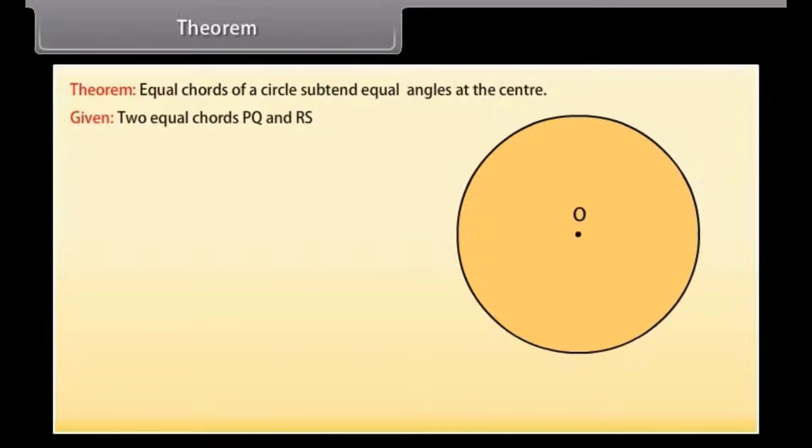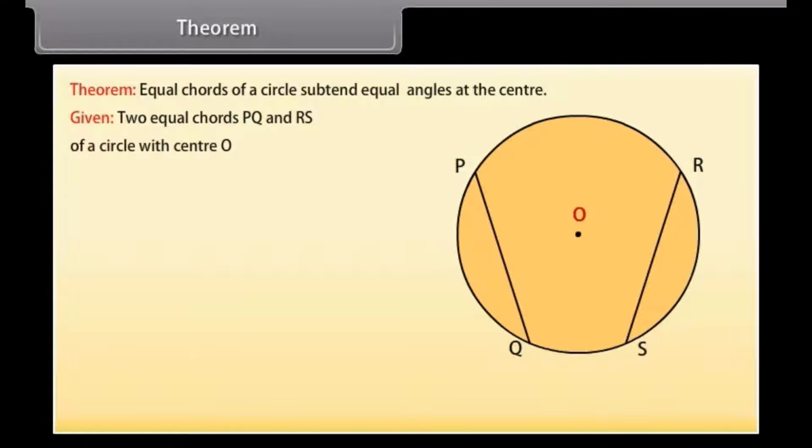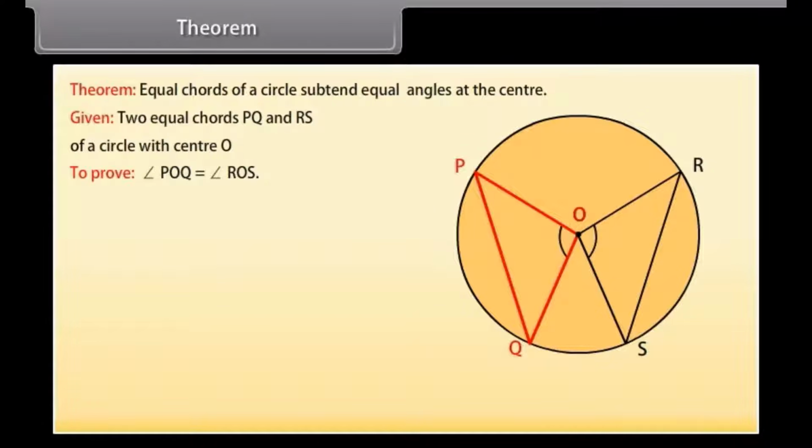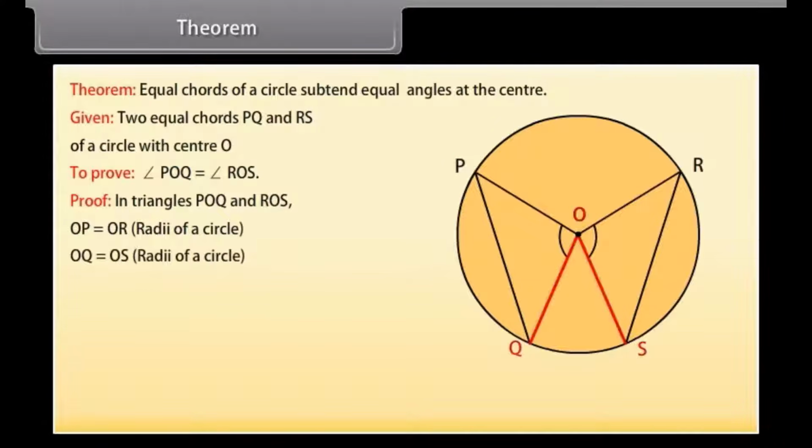Theorem. Let us prove this theorem. Given two equal chords PQ and RS of a circle with center O. To prove, angle POQ is equal to angle ROS. Proof. In triangles POQ and ROS, OP is equal to OR because these are the radii of a circle. OQ is equal to OS. These are also the radii of a circle. PQ is equal to RS given.